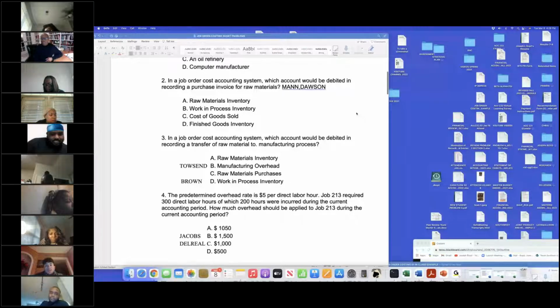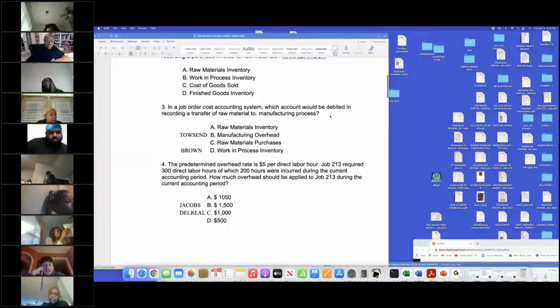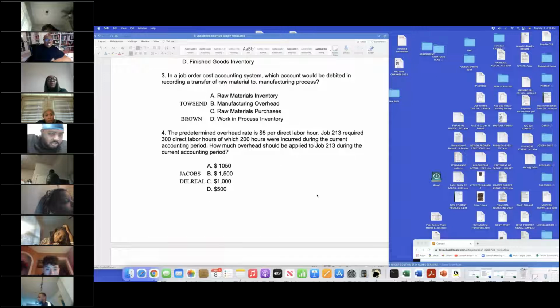The predetermined overhead rate is $5. A lot of the time with overhead, we make an estimate based on the POR. That's why the POR is calculated. Job 213 required 300 direct labor hours, of which 200 were incurred during the current accounting period. How much overhead should be applied to job 213 during the current period? It should be C, $1,000. It was only 200 hours in the current period, so we would make an entry.